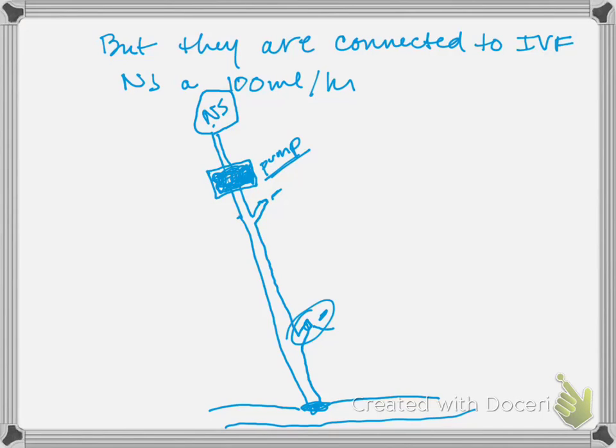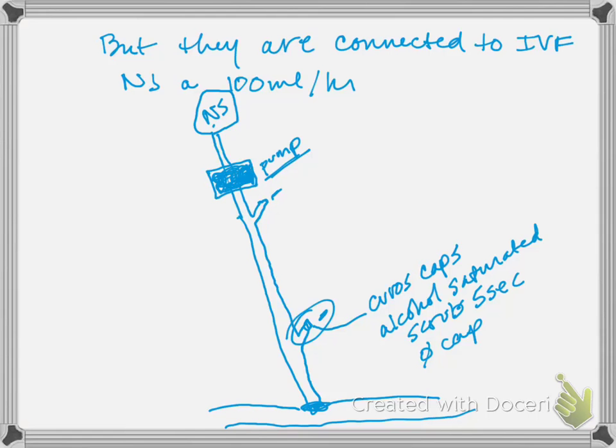So most facilities are using Curos caps or some form of alcohol saturated caps. And basically this keeps that port clean but not scrubbed. So you will still, if they have a Curos cap, then you scrub for 5 seconds, and no cap, scrub for 15 seconds. Because we do not want to introduce whatever's sitting on that cap or within those threads into the patient's vein. So it is recommended that the pump be paused.